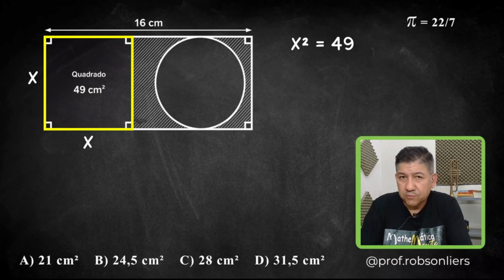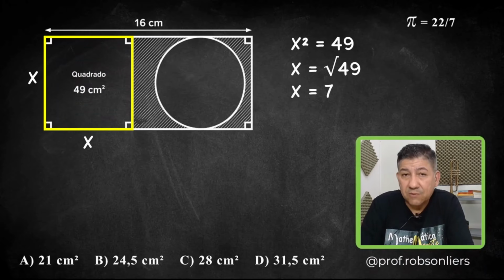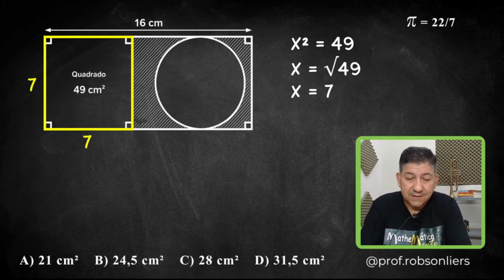Moving the exponent to the other side as a square root, we'll have x equals the square root of 49, and the square root of 49 is 7, so we conclude that x equals 7. If x equals 7, then the sides of this square measure 7 centimeters, right? 7 times 7 is 49, awesome.